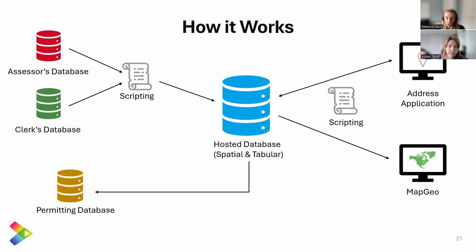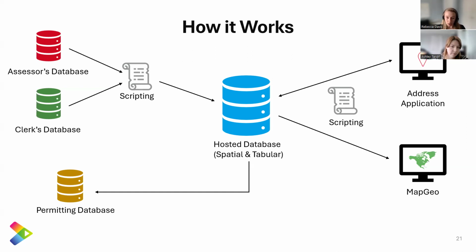And then looking at the address application, you can see that the arrow is going in both directions from the SQL database to the application and vice versa. So any information that is added into that application by town staff is getting back into that SQL server and eventually is making its way to the permitting application.